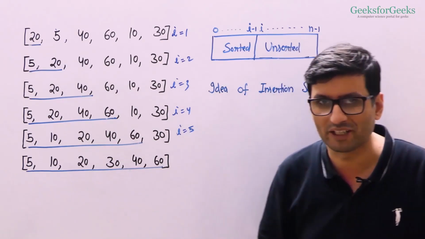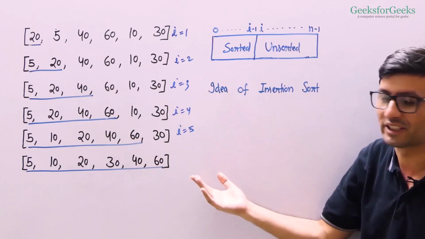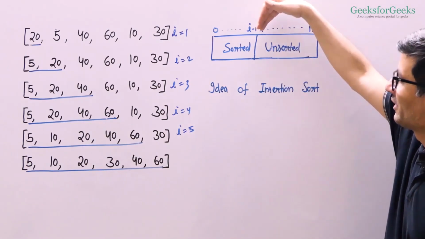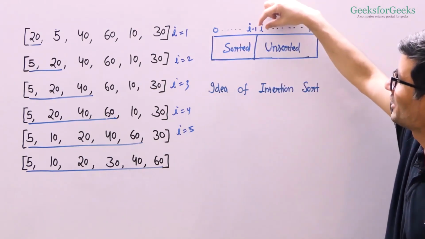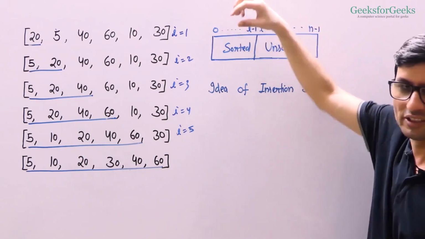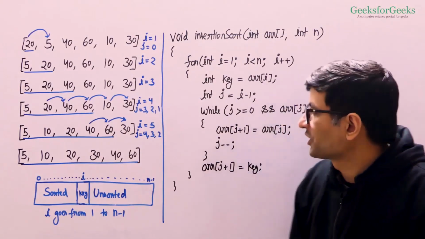Now you have the complete idea, right? You are running a loop from I equal to 1 to n minus 1, n is the size of the array. And at every index I, your array from 0 to I minus 1 is sorted, and you just need to put this element at the correct position here, and your sorted part increases by 1. Here is the implementation of insertion sort.